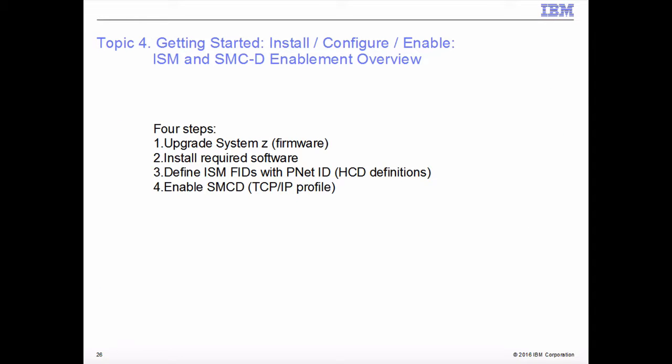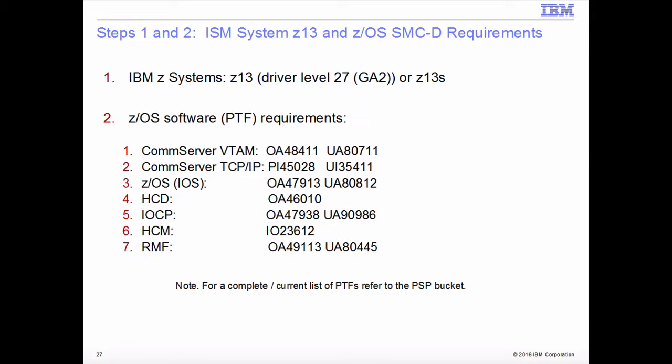So on this chart here, 26, you'll see that there are really 4 topics. How to use the technology is basically get your machine to the appropriate level, install the software, in HCD define your ISM devices, and with one keyword in TCP/IP, turn it on. We'll talk about how to do that just a little bit. We're not going to go into great detail, but just a little bit about what that looks like. So on to the next chart. Our 4 steps. Steps 1 and 2. Your System Z needs to be upgraded to the GA2 level, which is MCL level 27, or you are at a Z13S. Both of those levels will give you the firmware and the support for ISM.